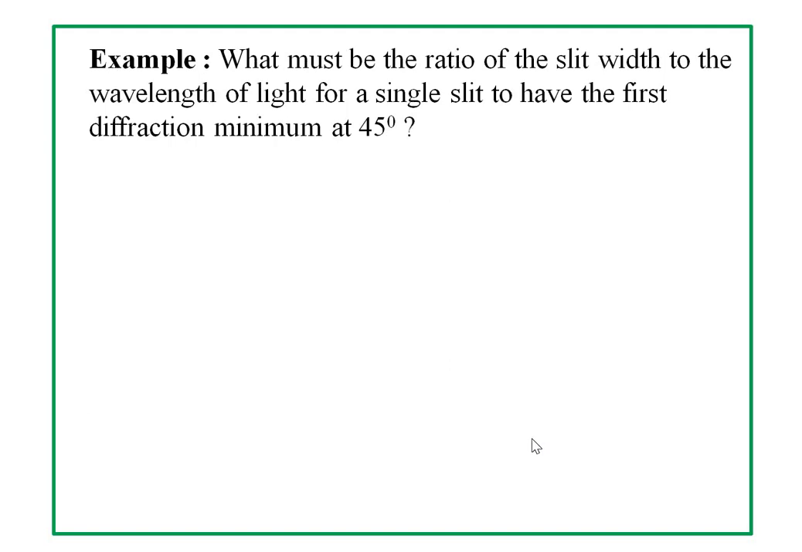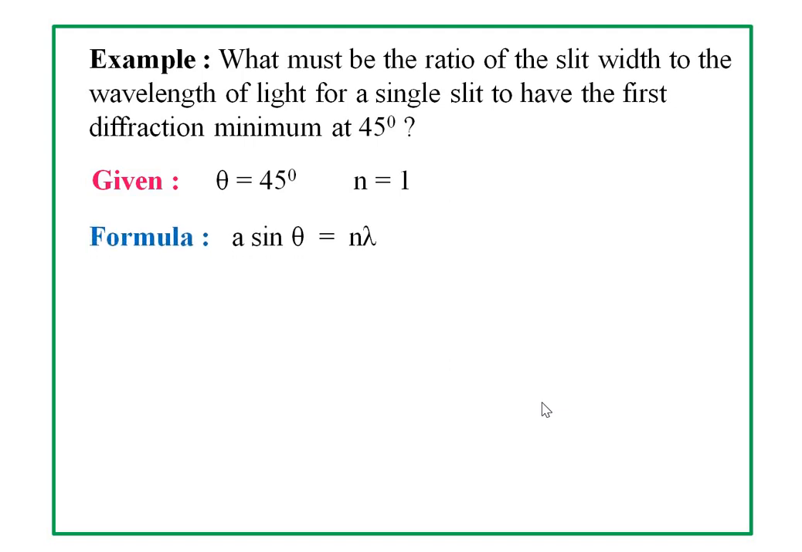Let's see an example. What must be the ratio of the slit width to the wavelength of the light for a single slit to have the first diffraction minima at 45 degrees? This is the example for 2 marks. First, we write the given quantities here. Given theta is equal to 45 degrees and n is equal to simply 1. Here we know the formula: a sin theta is equal to n times lambda.